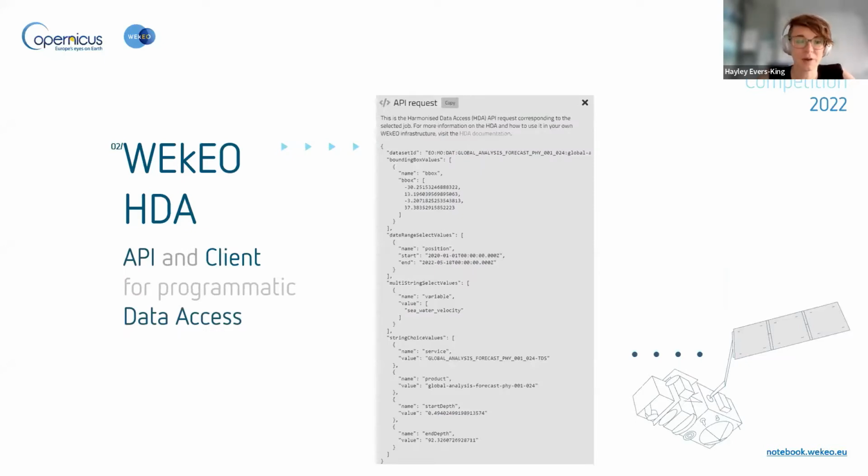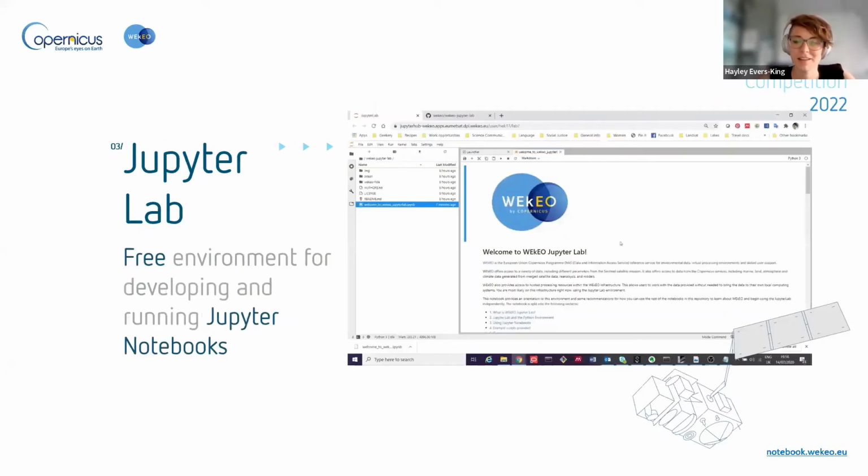Behind the scenes is the Wekio HDA, the Harmonized Data Access. So this is an API, and we have also provided a client to access the API to allow you to programmatically access the data. This means you can access it from a notebook or from the command line, running different commands as well. You can see just an example there of what an API request to the Harmonized Data Access API looks like, and you can generate these from the viewer, as I mentioned. Next slide, please. And then this will bring us to the Jupyter Lab.